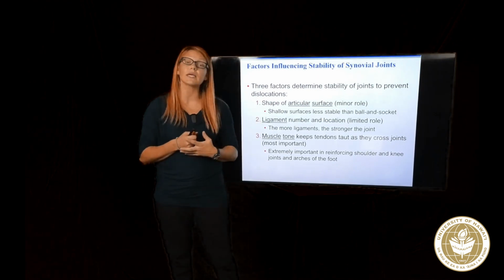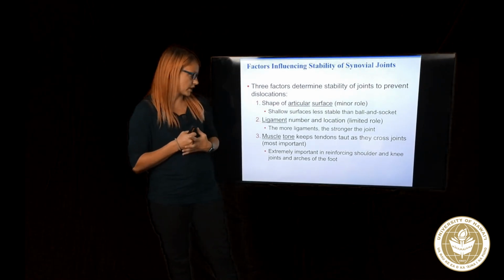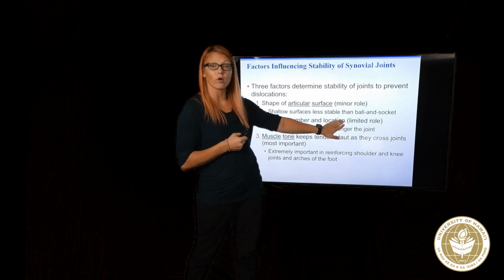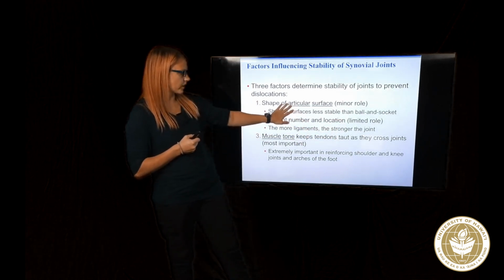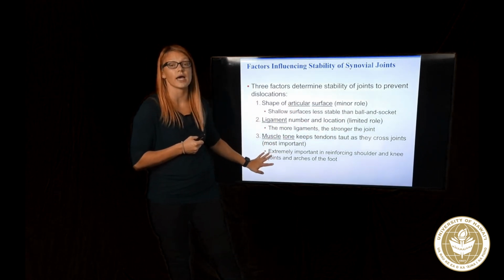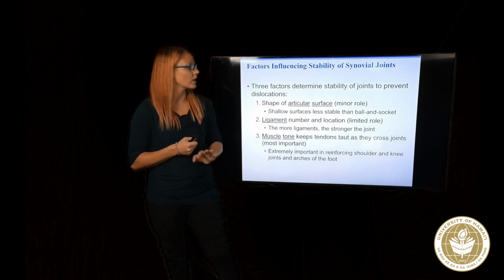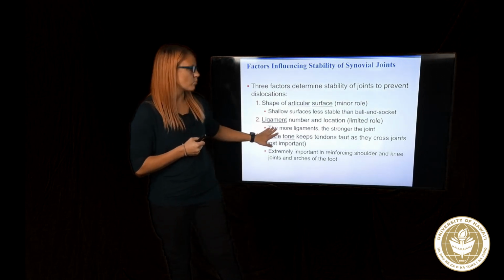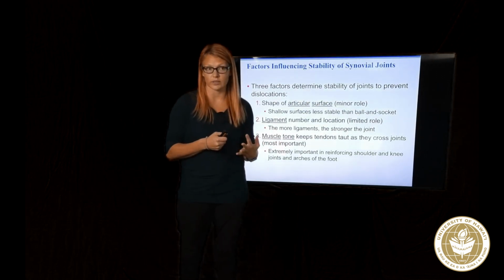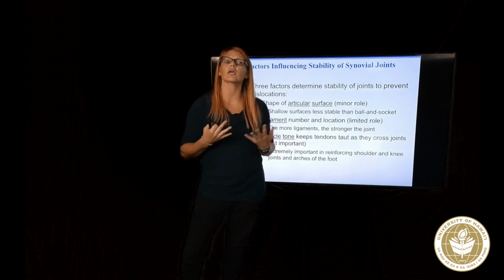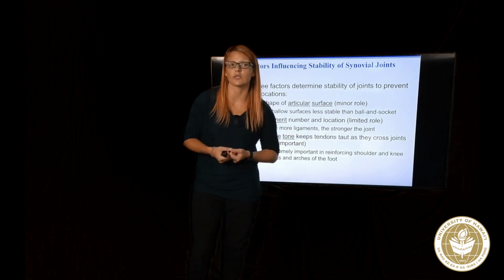Secondly, we have the ligament number and location. This plays a limited role, plays more of a role than the shape of the articular cartilage, but not as much of a role as muscle tone. So ligament number: the more ligaments, the stronger the joint. Again, the more ligaments you have, the stronger that joint is going to be.